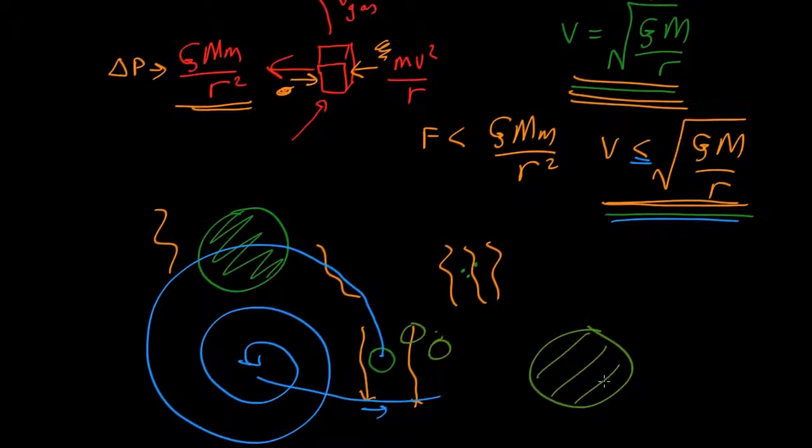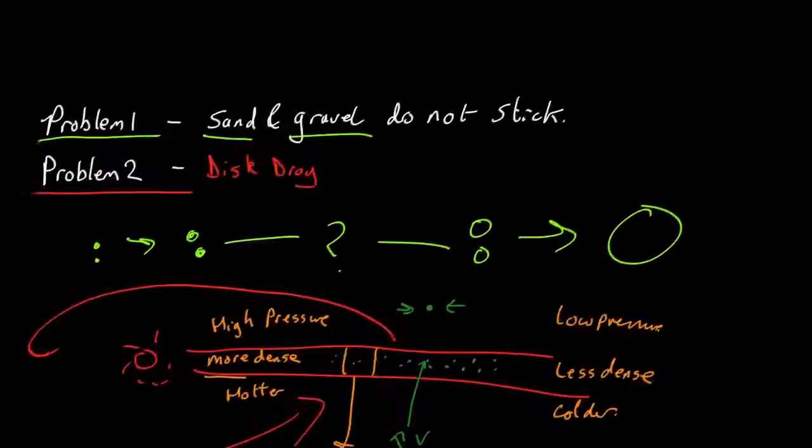So, problem number one, the sand and gravel do not stick, so you can form some subatomic particles up to the size of gravel, but then nothing should happen. If you do make it up to the size of boulders, it should fall into the sun pretty fast. Problem number two. Somehow we have to get over these two problems, get things up to the size of mountains, and then we can let them collide together and go all the way up to the size of planets.